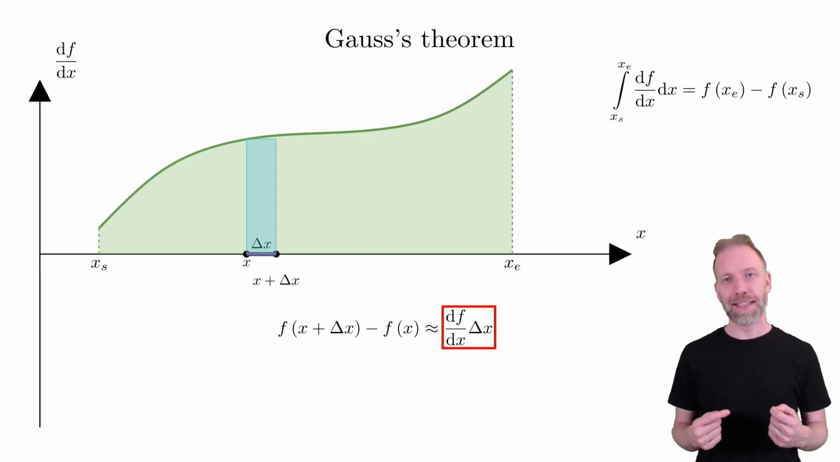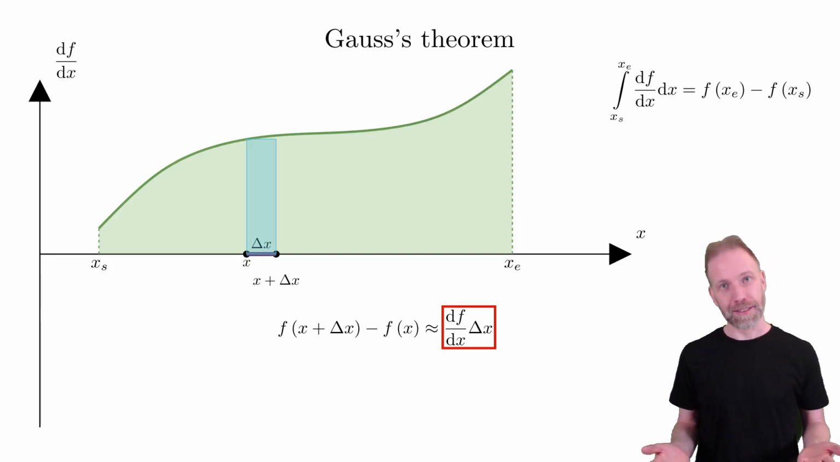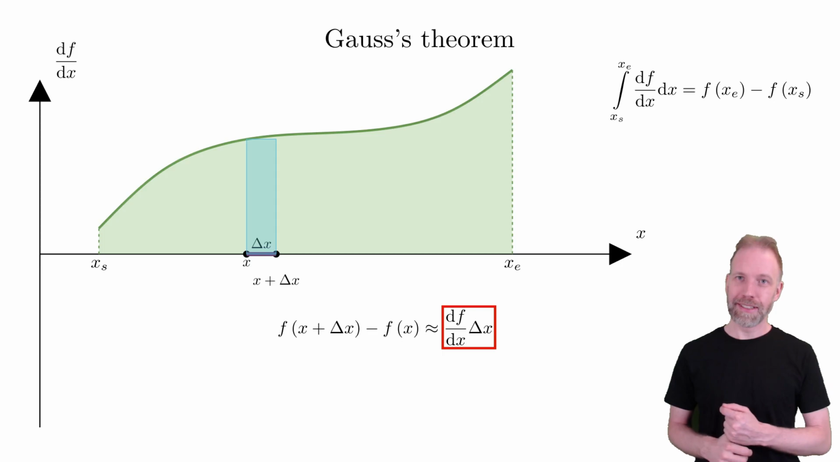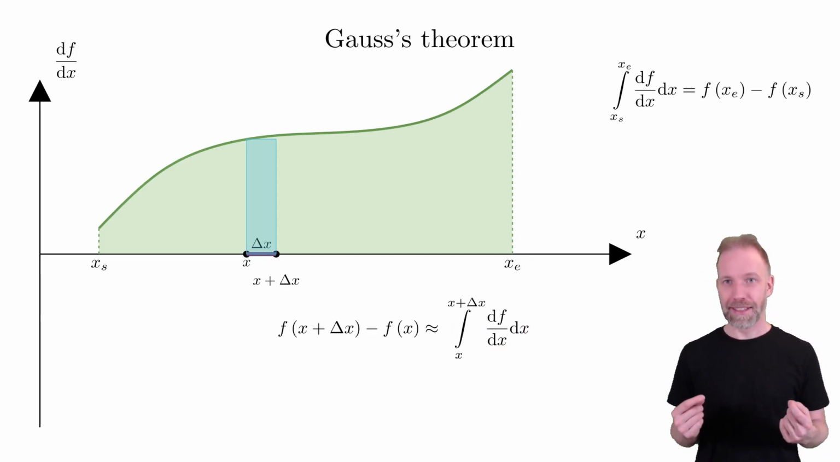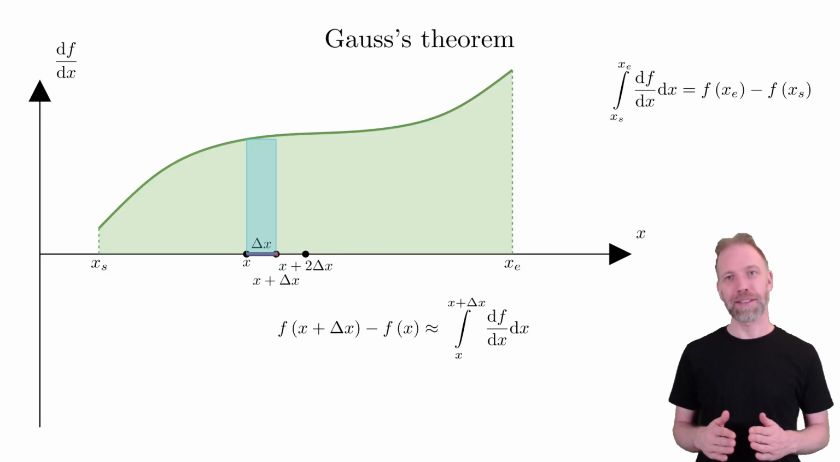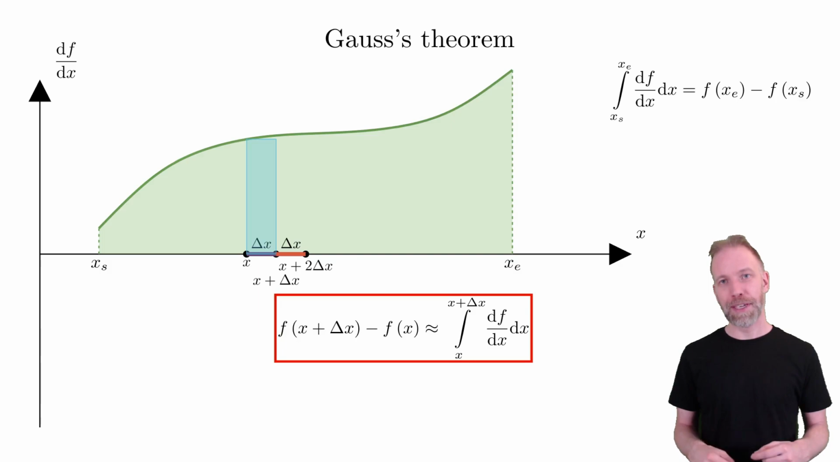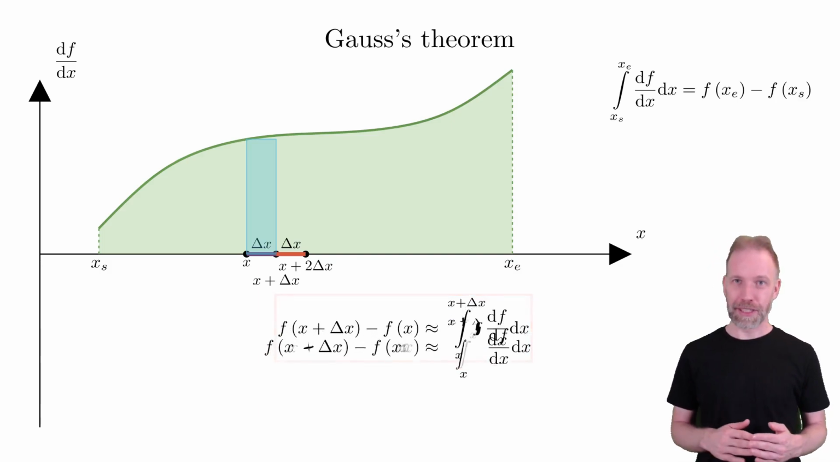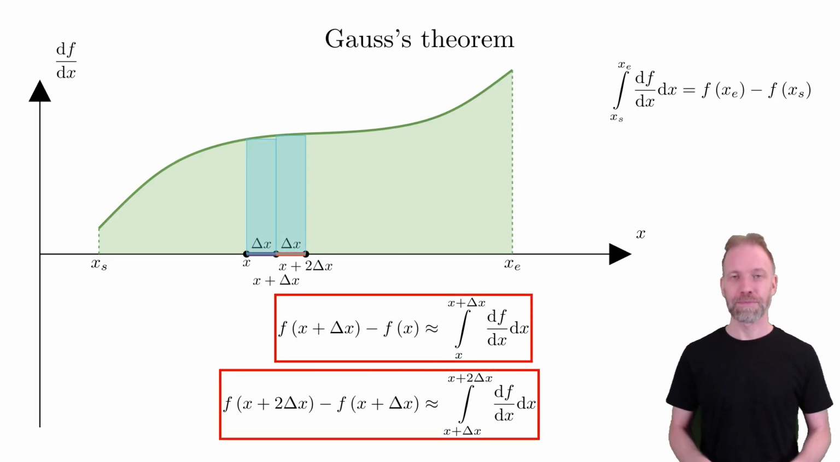If we assume that delta x is small, df dx can be approximated as a constant. Then, as the integral is the area under the graph, we can say that the blue area approximately is this integral. Let's introduce the next point, x plus 2 delta x. Use the same expression between x plus delta x and x plus 2 delta x. Then add these two equations together.